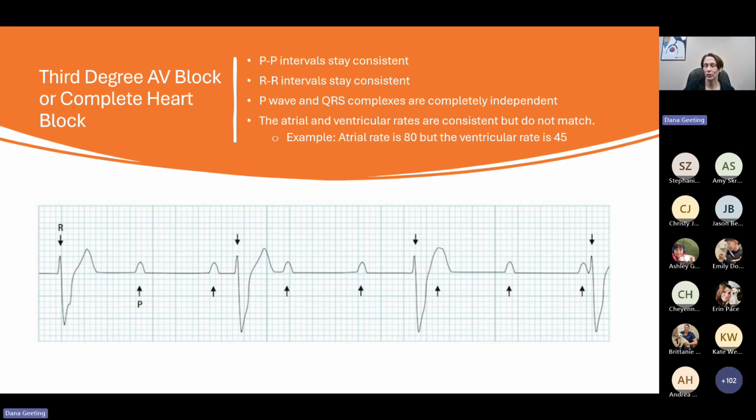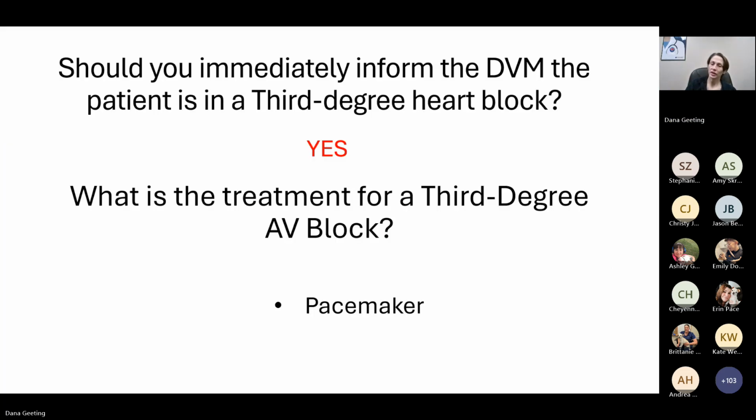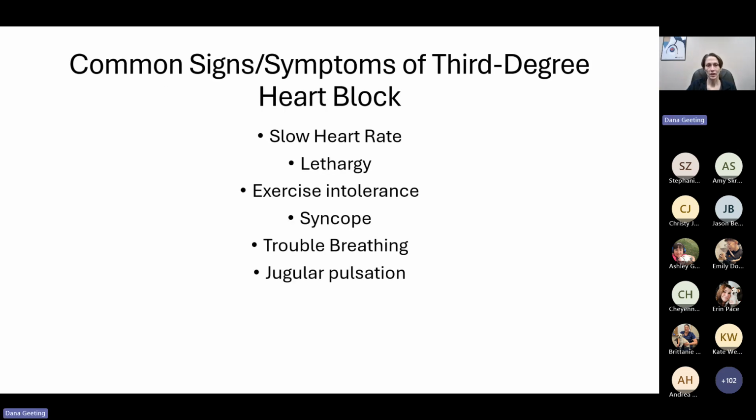Usually your atrial rate is always going to be higher than your ventricular rate whenever you have a third degree heart block. This is most certainly something you need to immediately tell your doctor the patient is in. Usually the only treatment for third degree heart block is a permanent pacemaker. Common signs and symptoms are an extremely low ventricular heart rate. They're lethargic, have exercise intolerance, syncope, trouble breathing, and you can actually see their jugulars pulsating.